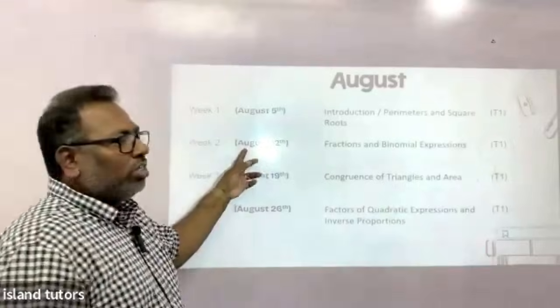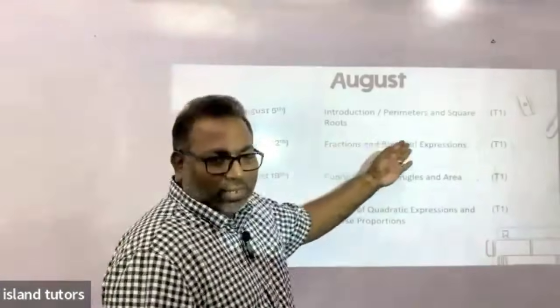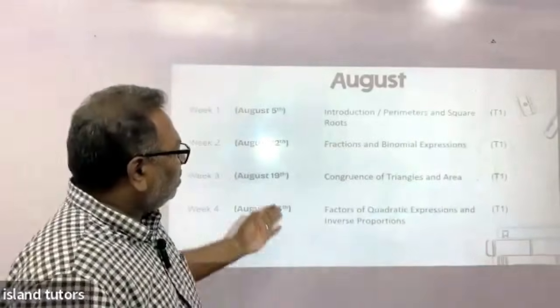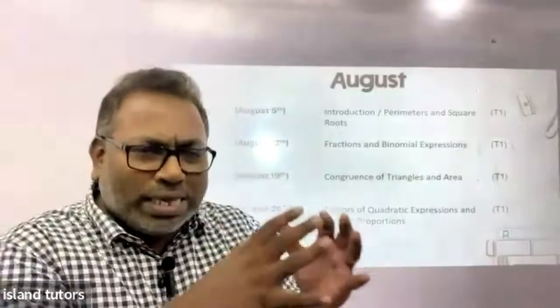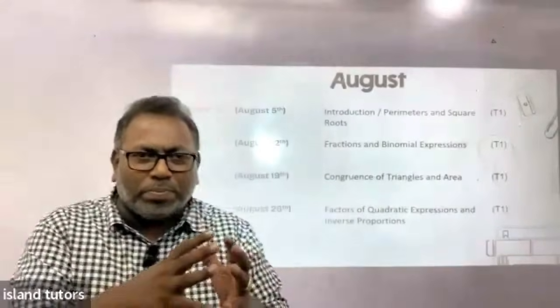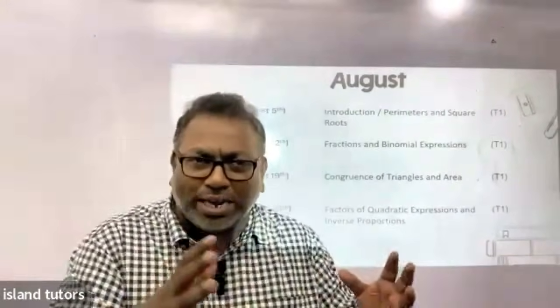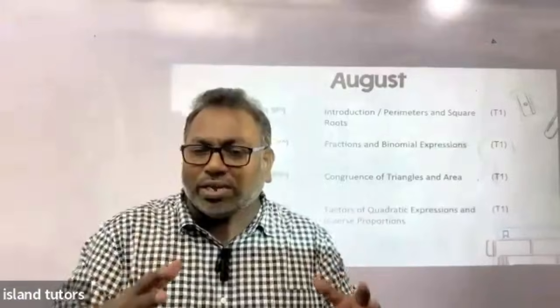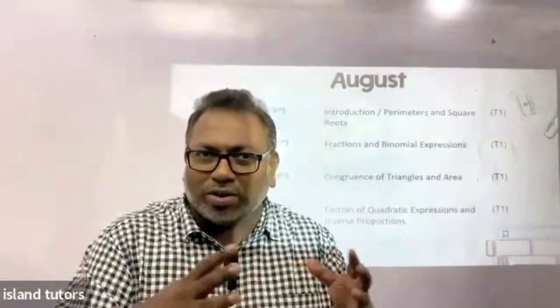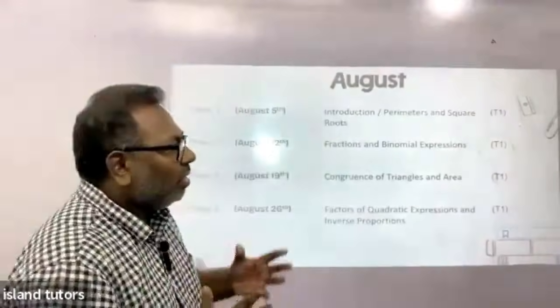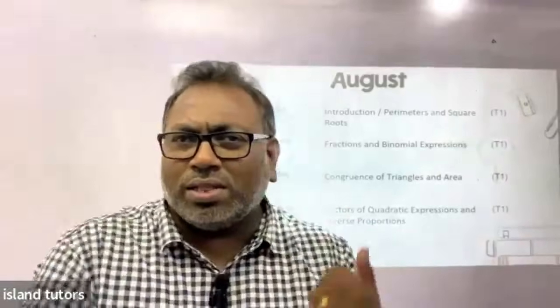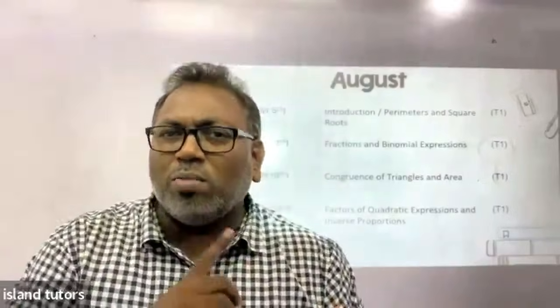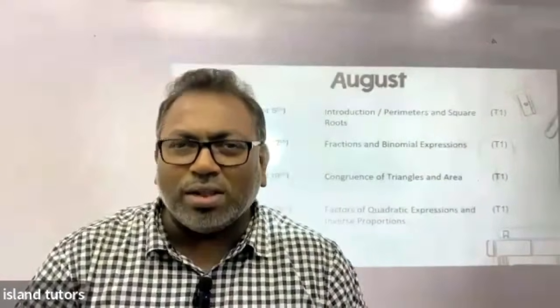Then next week, August 12th, we are going to look at fractions and binomial expressions. August 19th, congruence of triangles and area. So two lessons have been put into 1 week, right? Each week you're going to get 2 lessons, and the core questions, these are going to be questions that are from past papers, model papers, right?